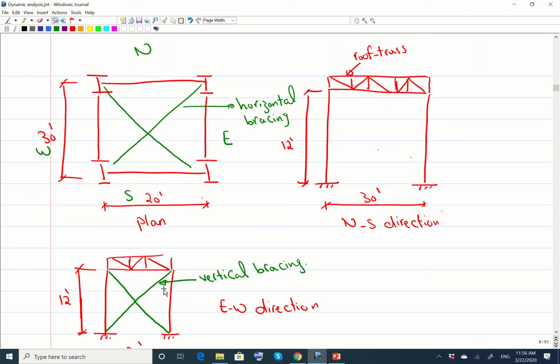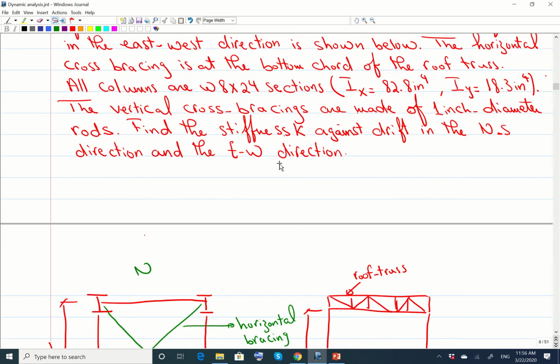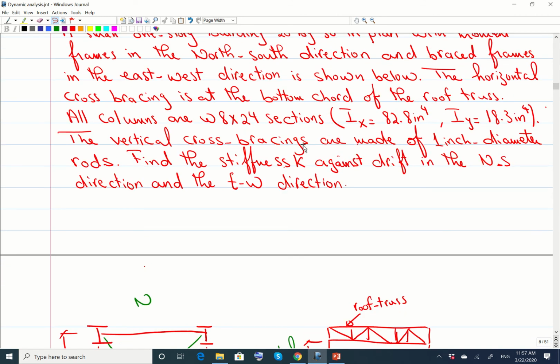Those bracing members here in the vertical bracing are made out of steel. Everything here, the columns and this bracing, are made out of steel. The bracing are made out of 1-inch diameter rods. So this is the section. This is a very small diameter, but this will do the job. Usually bracing are made out of very small diameter rods for small buildings like this.